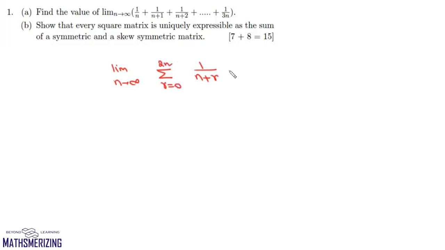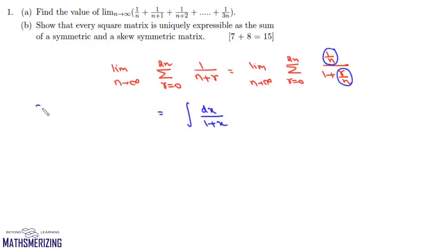2n. Now we can express this summation as limit n tends to infinity, summation r varies from 0 to 2n, 1 by n and 1 plus r by n. Now we'll replace 1 by n with dx and r by n with x. So we can write this limit as this integral dx upon 1 plus x, where x is r by n.